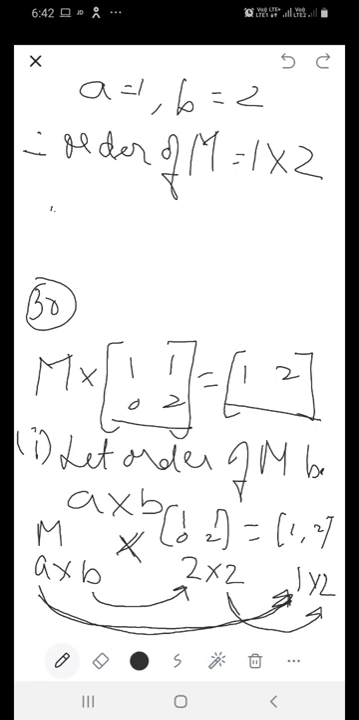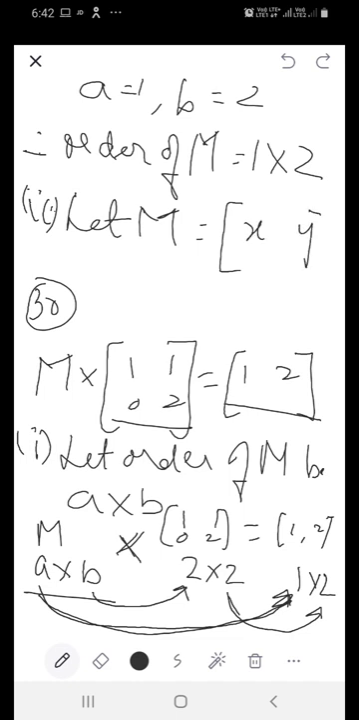Now in the second part, you have to find the matrix M. You have to make your own matrix of the order 1 by 2. It should have one row and two columns. So for the second part, you will write: let M be equal to, and don't use the letters A and B because we have already used them for the order, let M be equal to one row and two columns, X, Y. This is the matrix M of the order 1 by 2.